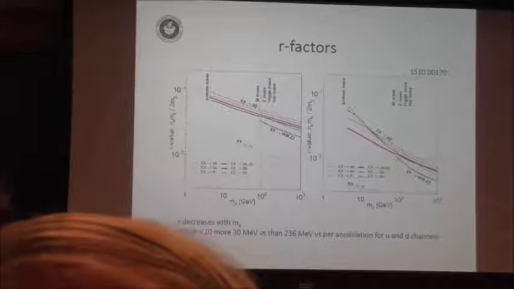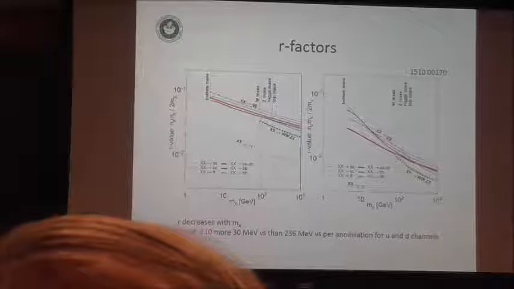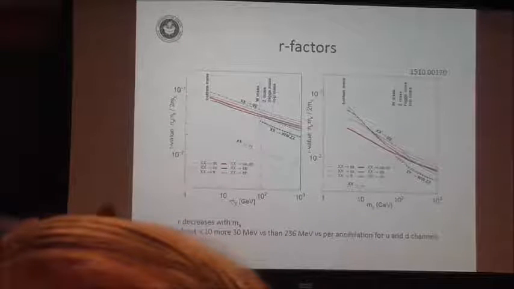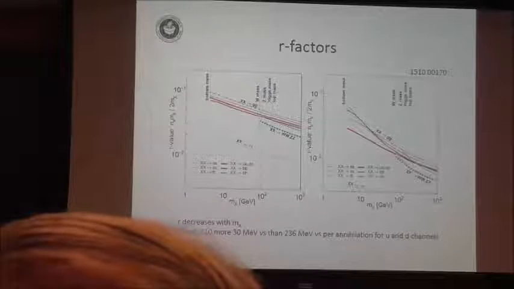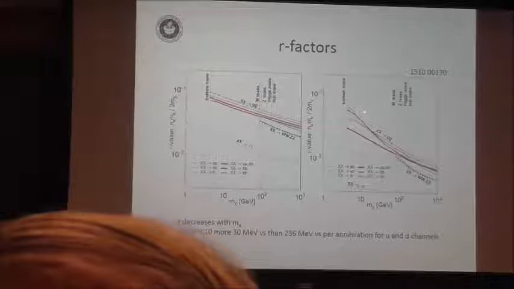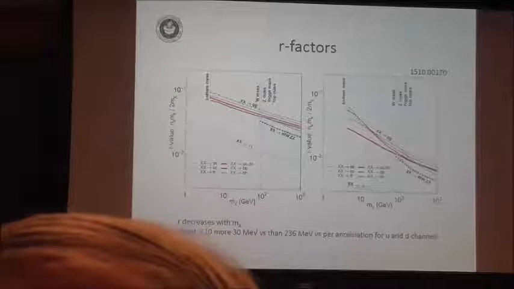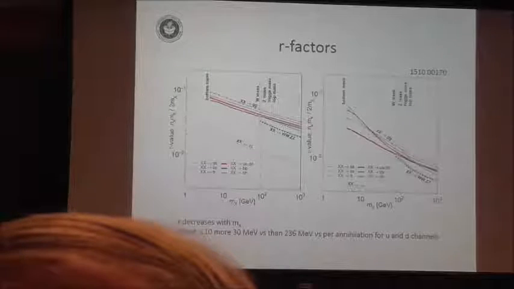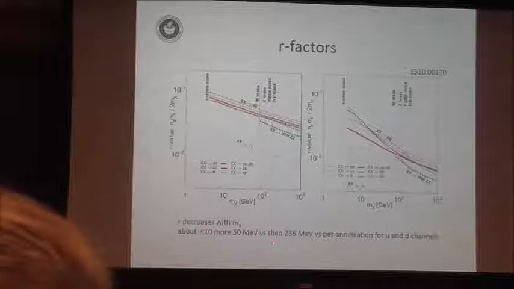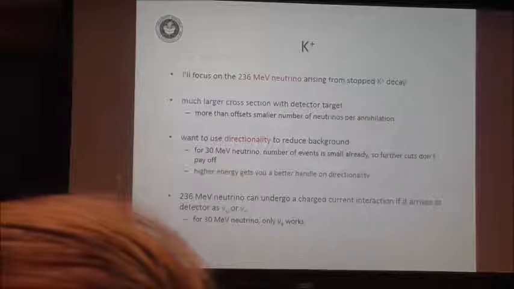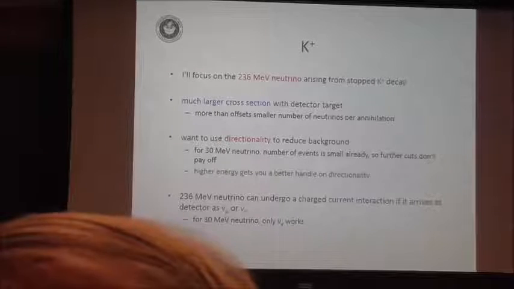These 30 MeV neutrinos come from pi plus decay, compared to the 236 MeV neutrinos coming from K plus decay. So you're definitely getting more of these 30 MeV ones in the u and d channels. It's not quite as large an enhancement when you're producing strange quarks. And so in our earlier work, we focused on both of these channels. But what I'm really going to focus on for this talk is the K plus channel. And there are a couple of reasons.